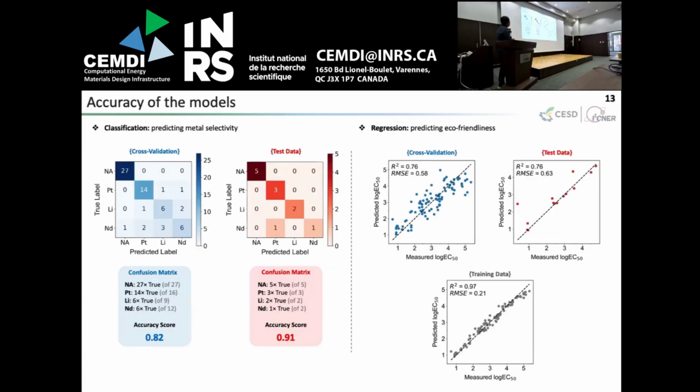And this is the accuracy of the classification model. It turns out to be quite good. In the cross-validation set, it was more than 80%, and in the test set, it was more than 90%. So it's a sign that this is not overfitting. And then for the regression model, I guess it wasn't the best model out there, but it's sufficiently good to give us some sense of the level of eco-friendliness of our ionic liquid.